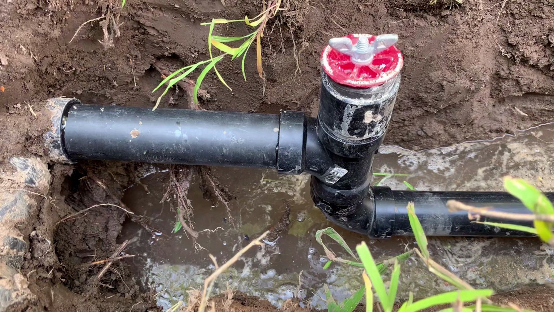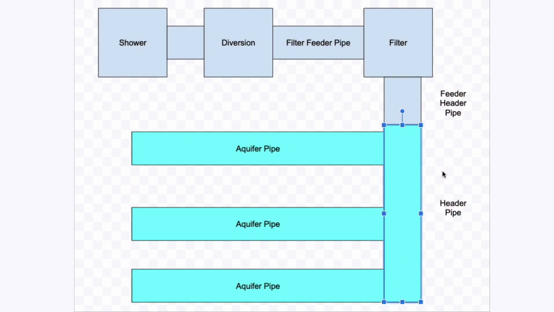And it's very important to have this because once it gets past this drop, the rest of the system is all level. So you need that pressure, you need that velocity of the water coming off of this drop to push it all the way down to the very end of the aquifer pipes through the whole yard. Okay? So now we're in the trenches, and this is your header pipe going straight down. And then from there, we branch off into the aquifer pipes.